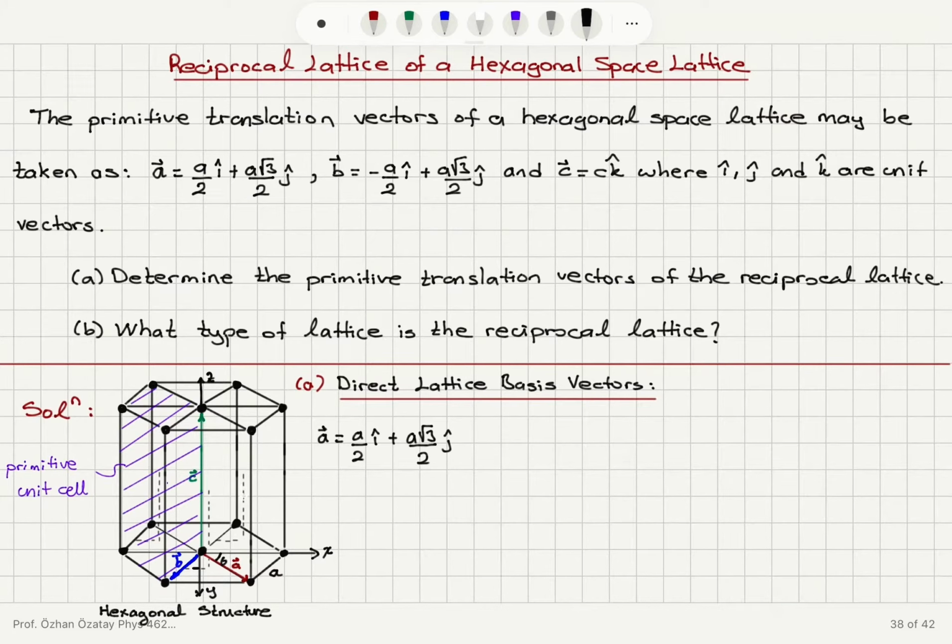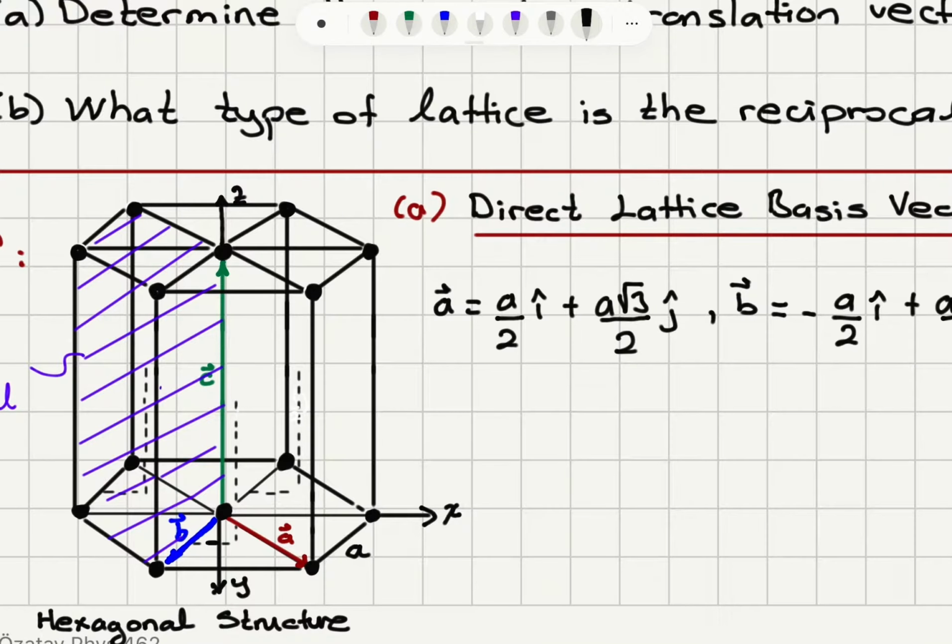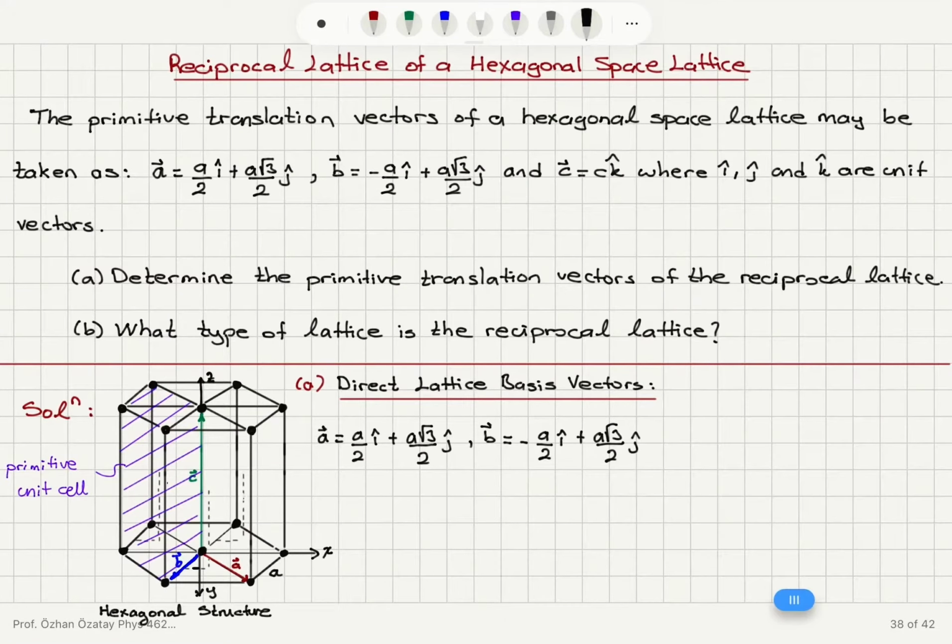All right. So the b vector is similarly minus a over 2 i hat plus a square root 3 over 2 j hat. So it has the same projection onto the y-axis, but the projection onto the x-axis is opposing that of the a vector. And c vector is c k hat. Now what I would like to do is to find the volume of the primitive unit cell. The volume of the primitive unit cell is given by a dot b cross c.